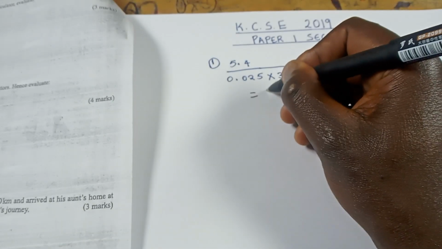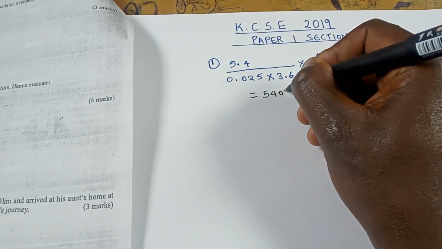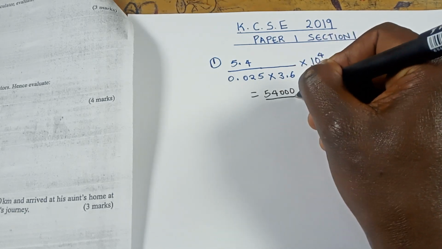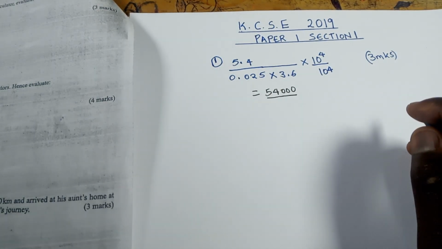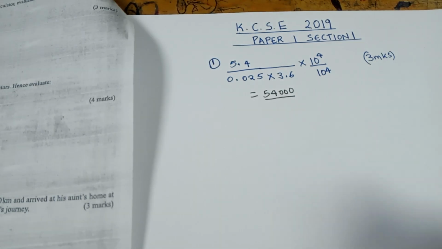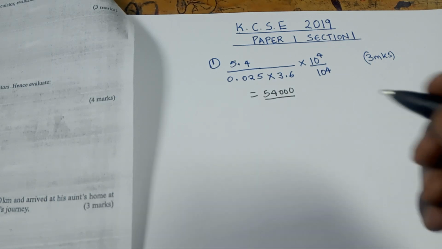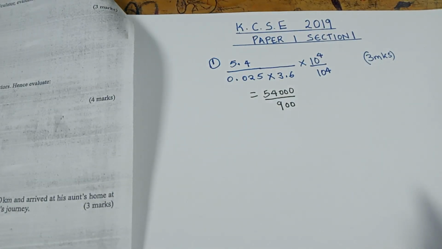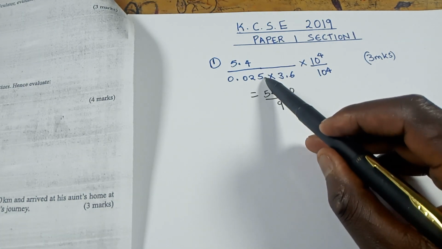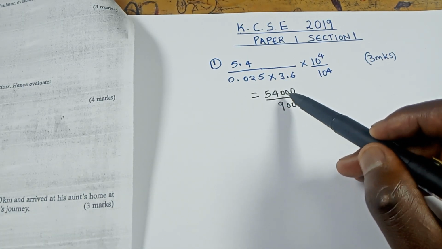It is going to give us 54,000 over the denominator, 0.025 multiplied by 3.6 multiplied by 10,000, which gives us 900. The denominator will give us 900. When we multiply those, this is the same as saying 25 multiplied by 36, which gives us 900.